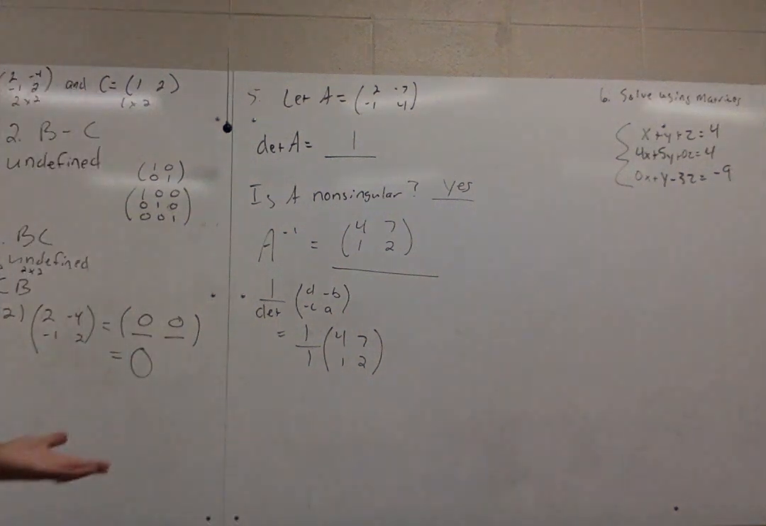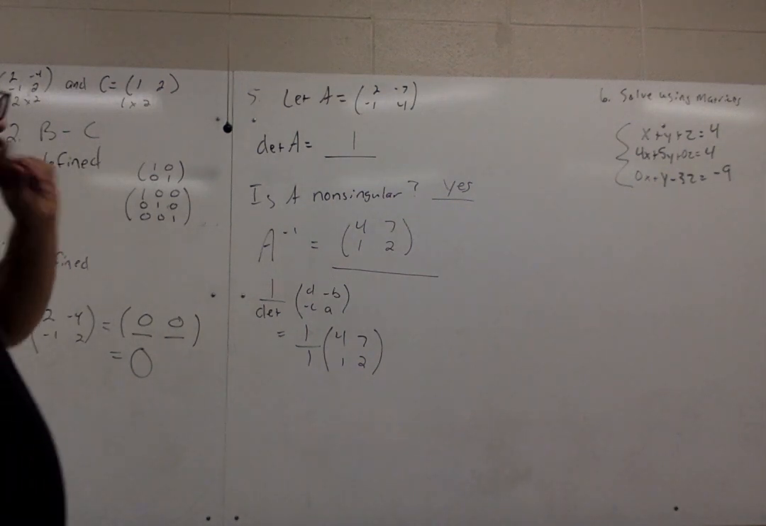Now, if you want to check it, and if you have the time for it, you can multiply both ways to see if they get the identity. But you can do that on your own for this one if you want.